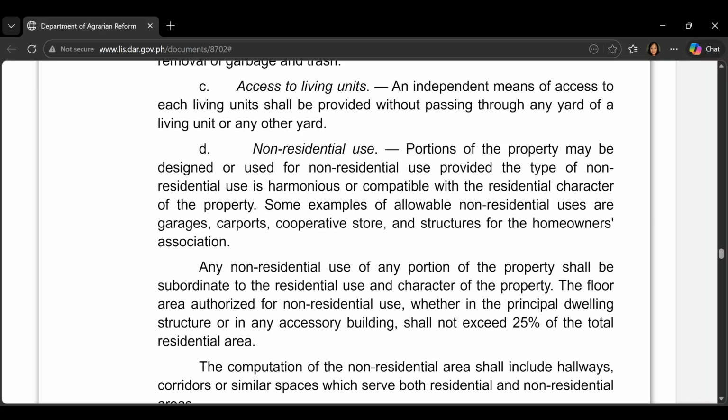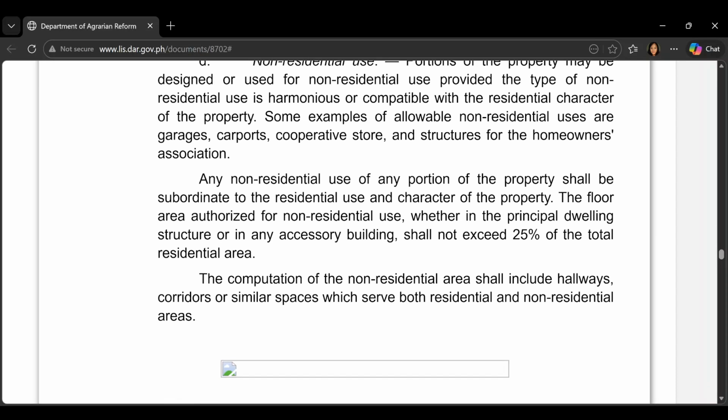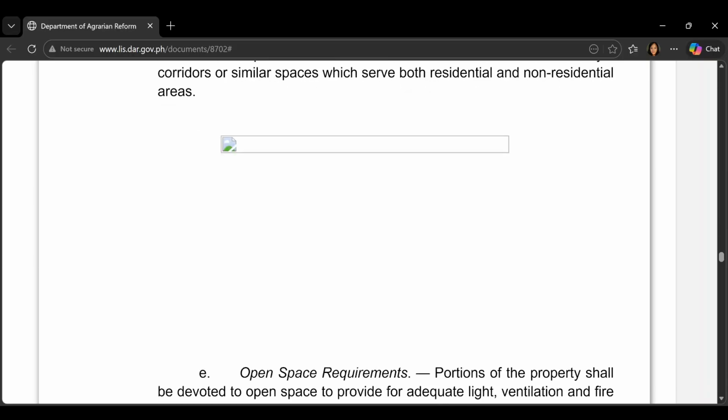Any non-residential use of any portion of the property shall be subordinate to the residential use and character of the property. The floor area authorized for non-residential use, whether in the principal dwelling structure or in any accessory building, shall not exceed 25% of the total residential area. The computation of the non-residential areas shall include hallways, corridors, or similar spaces which serve both residential and non-residential areas.